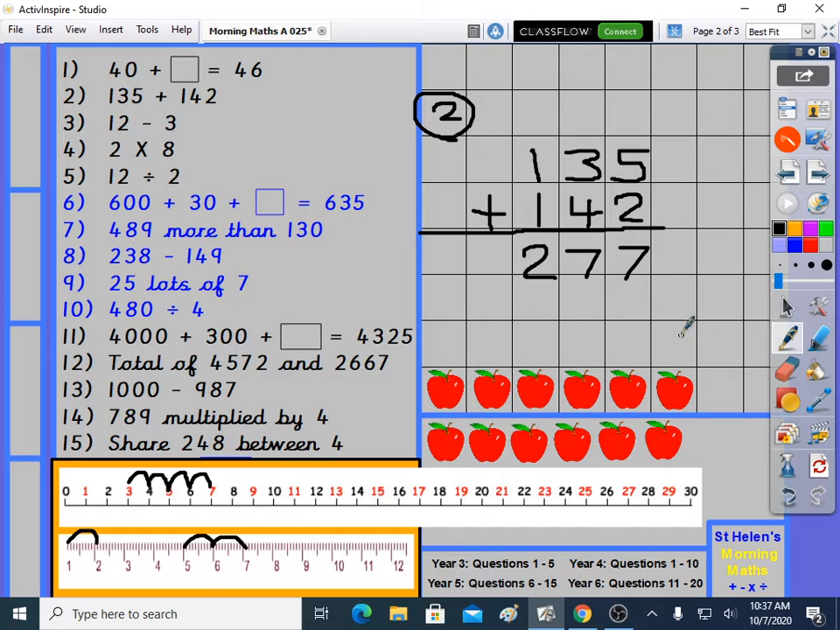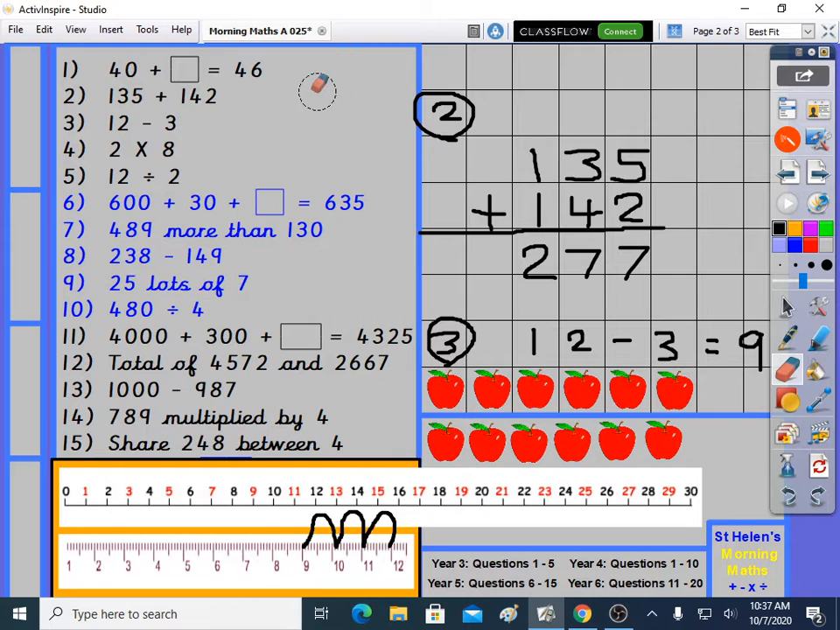Let's go on to question 3. Question 3 I can squeeze in here. 12 minus 3. Whoops. 12 minus 3 equals, let's get the clear number line. 12, take away 3. I'll go to 12 on this one, and I'll take away 1, 2, 3, and I get to 9. 12 take away 3 is 9. We can move on to question 4.